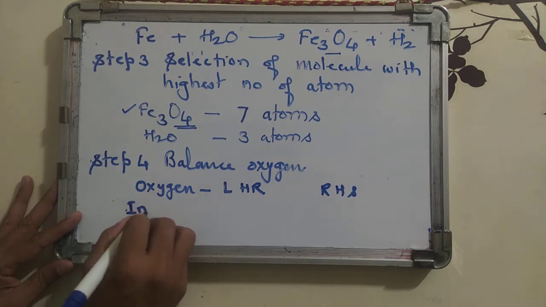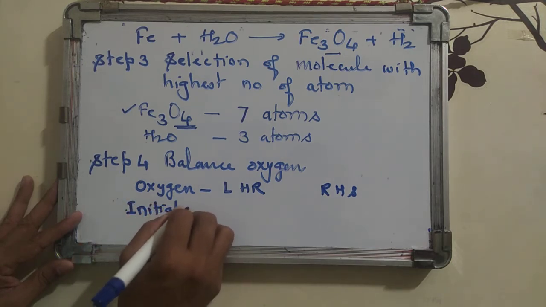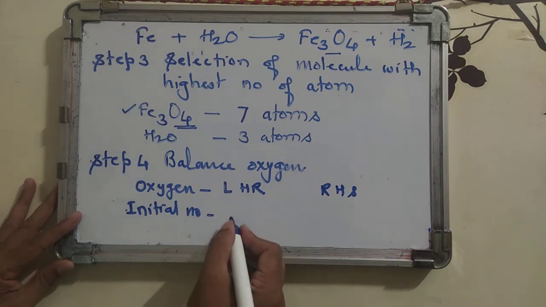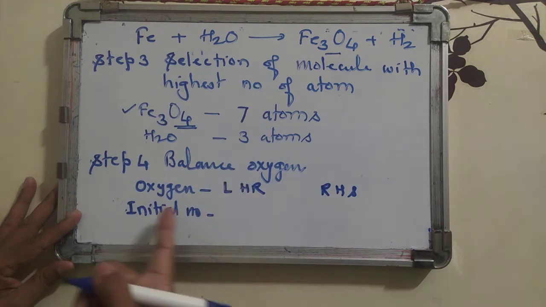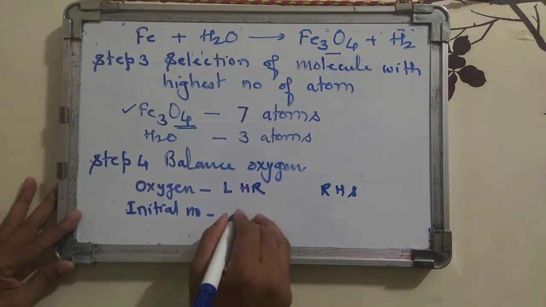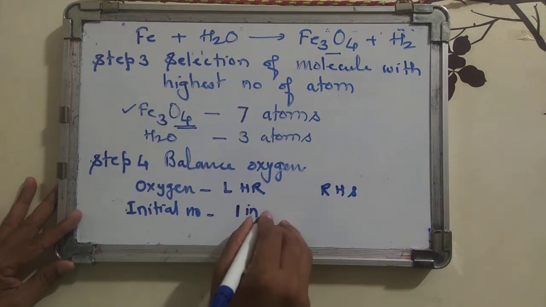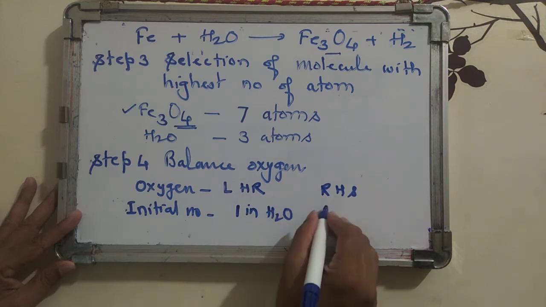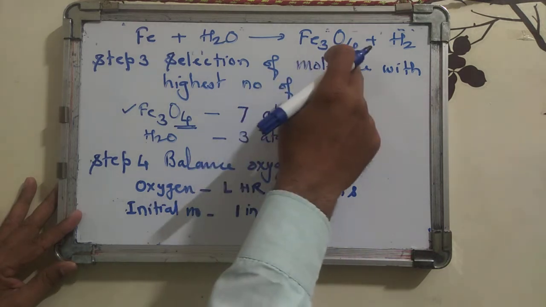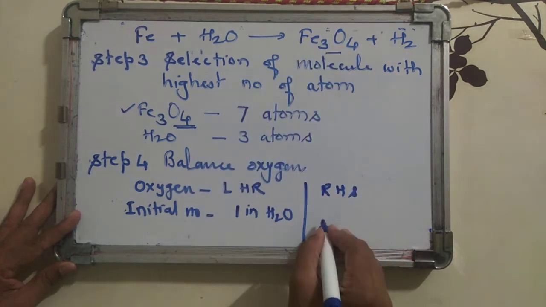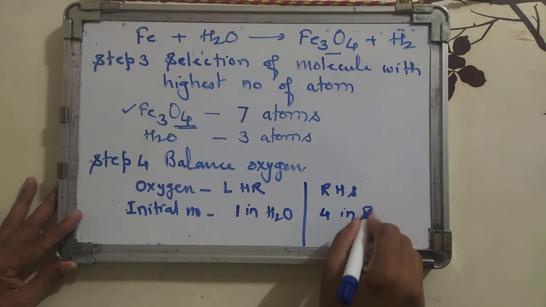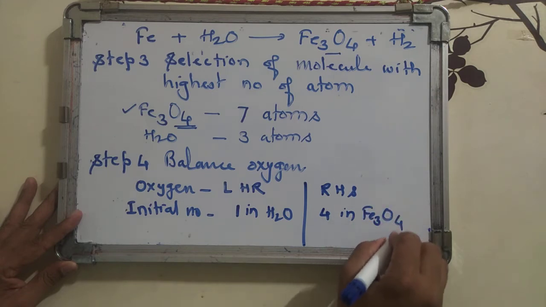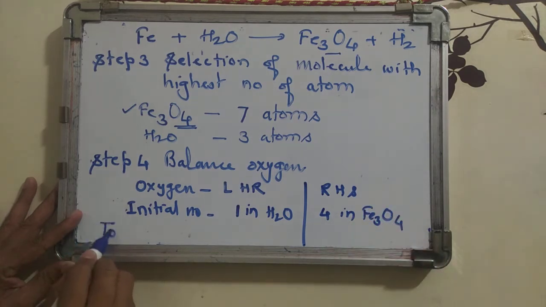First see the initial number. How many are present on the left hand side? For this oxygen, 1. In which molecule is that 1 present? H2O. And on the right hand side, 4, in which molecule? Fe3O4. Now we have to balance.